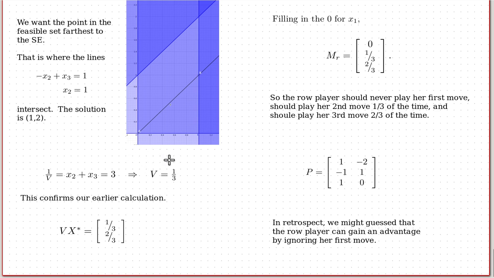So v is 1/3, and then when we multiply v times our solution for x, x was 1, 2, multiply that times 1/3, then we get the mix over here. M sub r, the best mix for the row player, is 0 probability of playing move 1, 1/3 probability of playing move 2, and 2/3 probability of playing move 3.